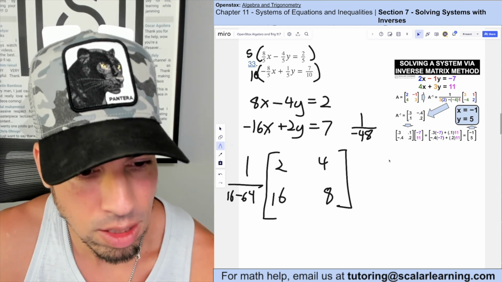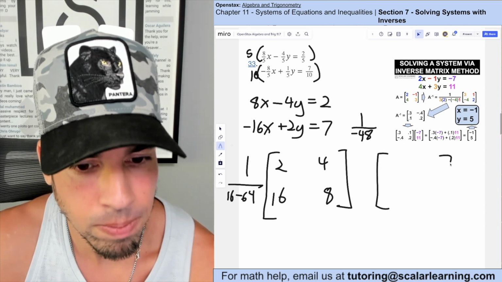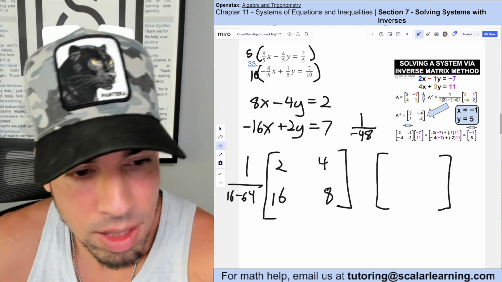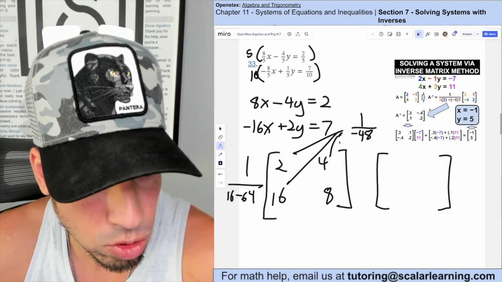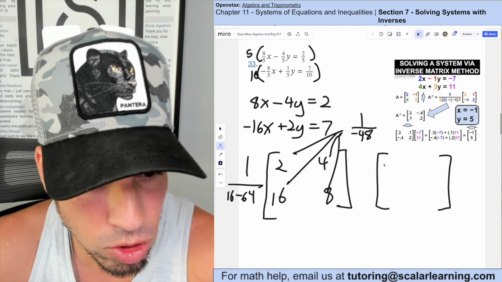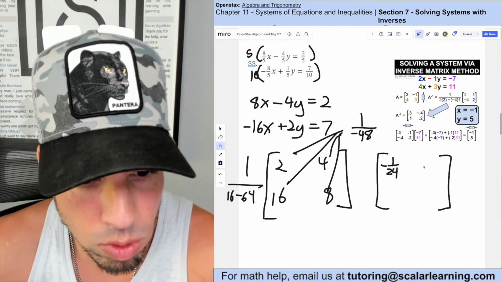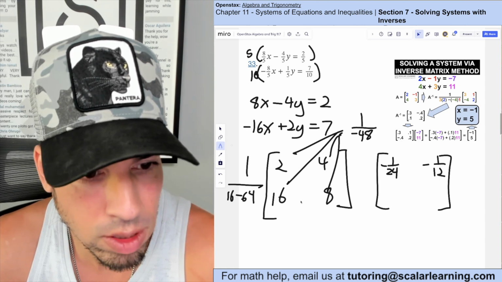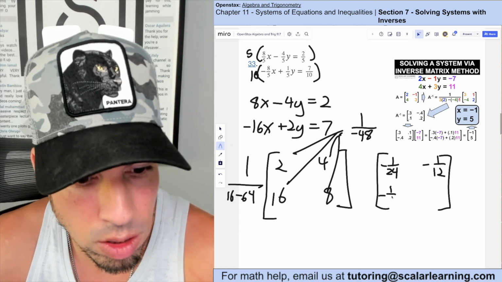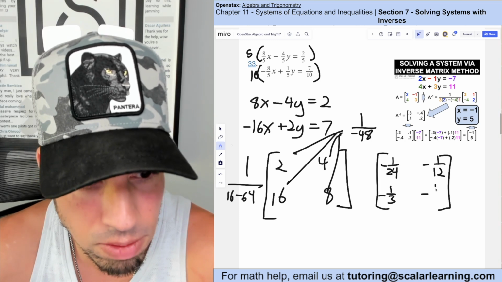So now let's get the actual inverse matrix over here. And that is this scalar times each of these. So we're going to put it in here. So -1 over 48 times 2 is -1 over 24. That one's going to be -1 over 12 times 16 is -1/3. And then times 8 is -1/6.